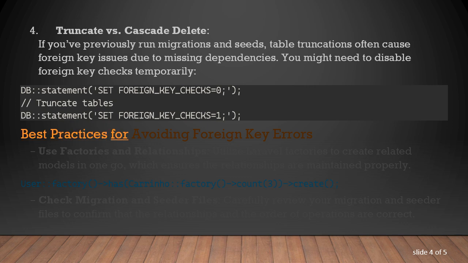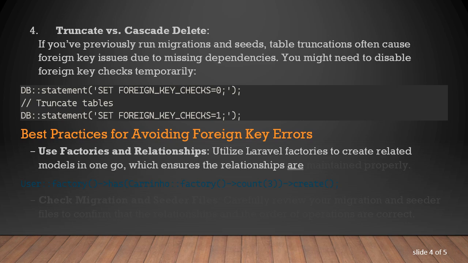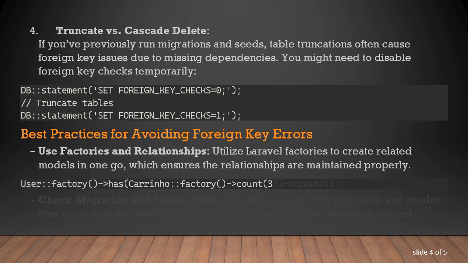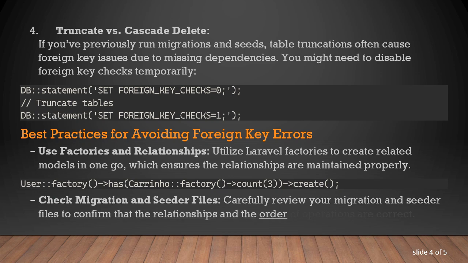Best practices for avoiding foreign key errors. Use factories and relationships. Utilize Laravel factories to create related models in one go, which ensures the relationships are maintained properly. Check migration and seeder files. Carefully review your migration and seeder files to confirm that the relationships and the order of operations are correct.